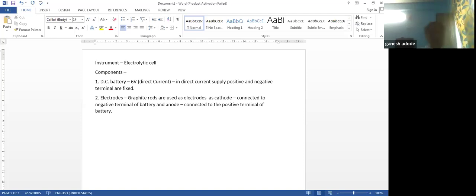And why is graphite rod to be used? As graphite is neutral, that is, it is not reacting with the products of the electrolysis reaction.